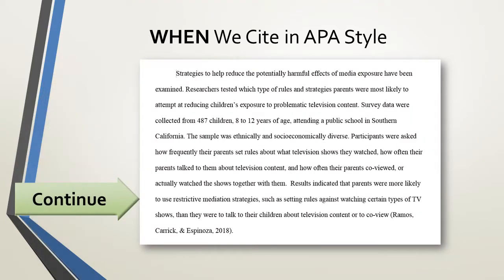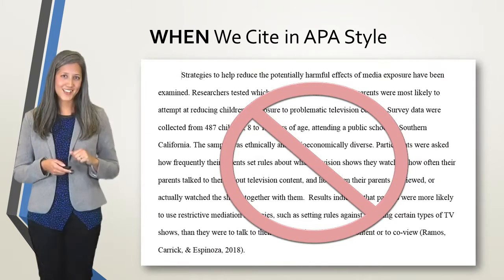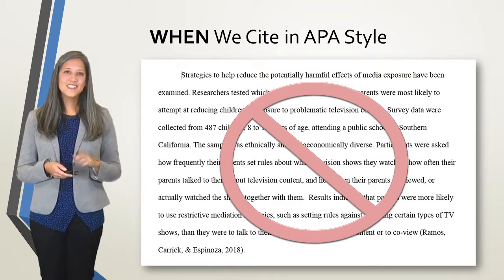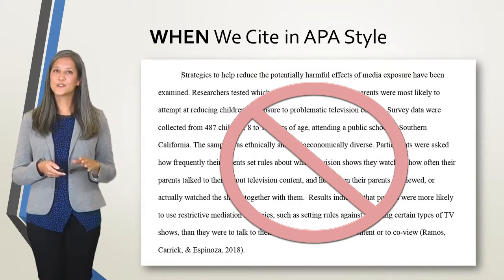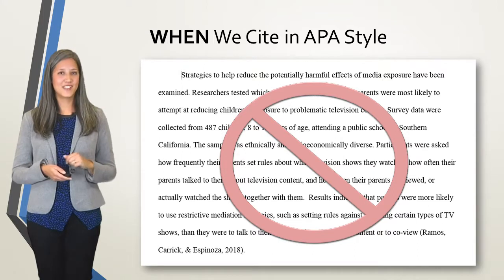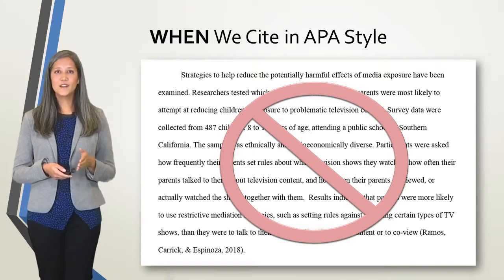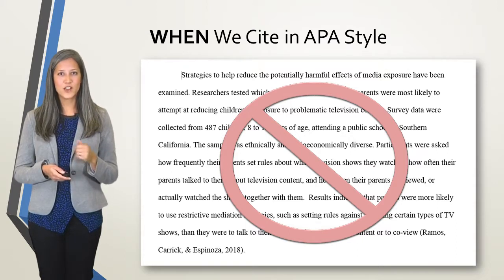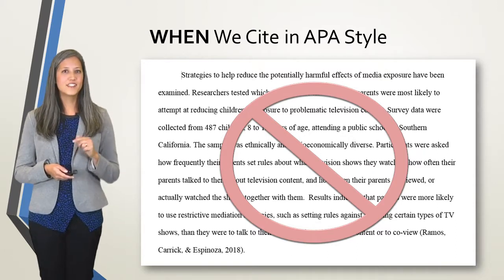Pause this part of the tutorial to read this paragraph in its entirety if necessary. This is an incorrect example. Waiting until the end of the paragraph to cite your source of information is a common mistake. Instead, the rule is that you cite your source as soon as you mention someone else's work or idea. Let's look at a correct example.